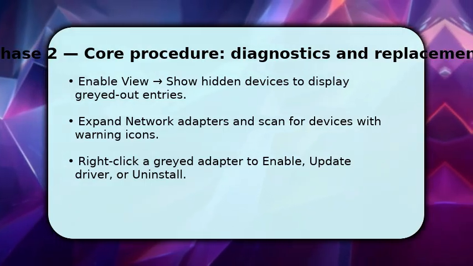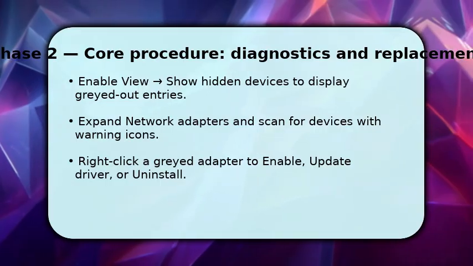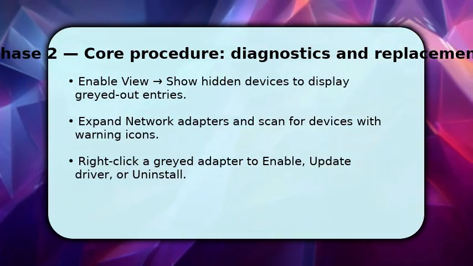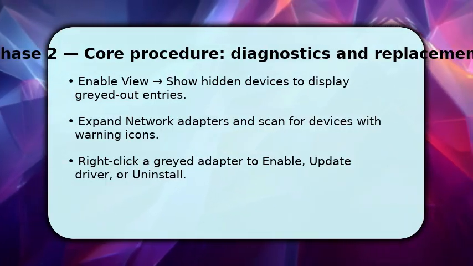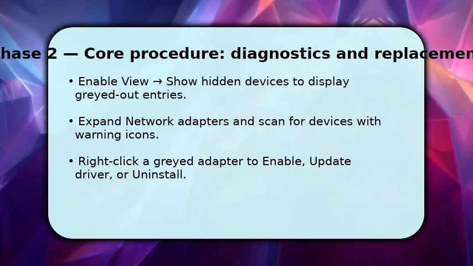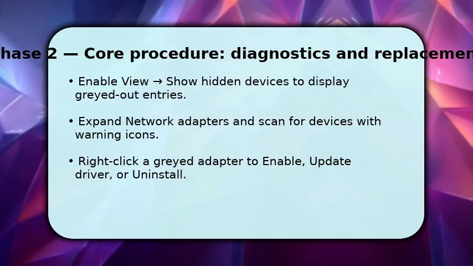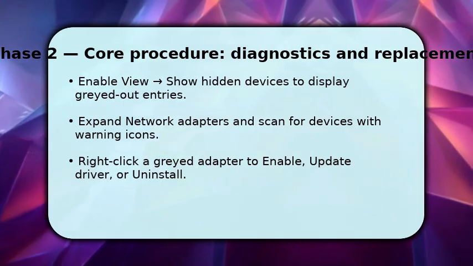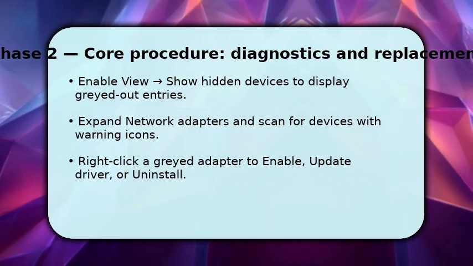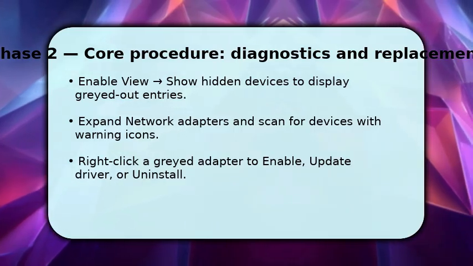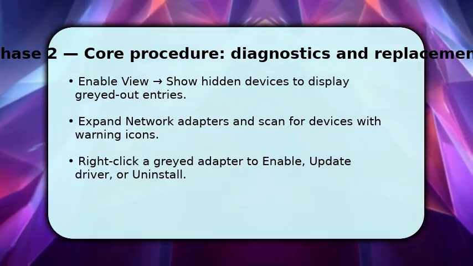Make sure to expand network adapters and look for names with faded icons or warning symbols. Those indicate disabled, ghosted, or driver-failed devices. If you see the adapter, right-click it, choose Enable to restore it, update driver if the hardware is present but needs software, or uninstall, then later scan for hardware changes if the entry is corrupted.